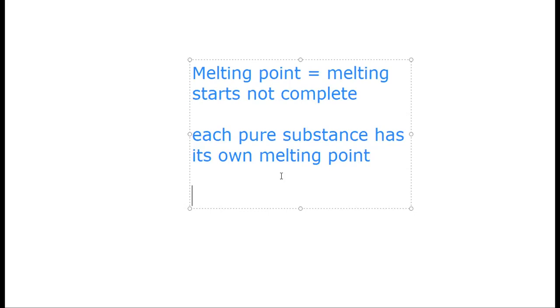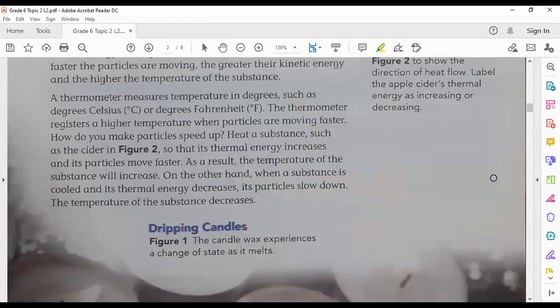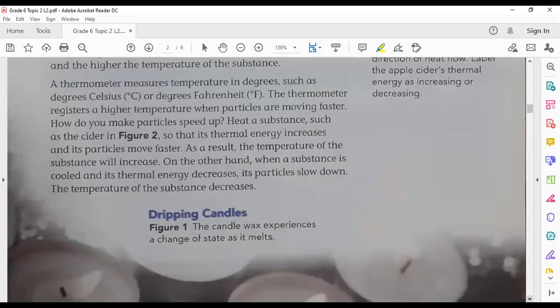Sir, I know one. Which one? Water melts at 0 degrees Celsius. What? Water melts at 0 degrees, or ice. Thank you, Rashid. We already know this. I mean other substances or other materials, such as, for example, iron, gold, copper.